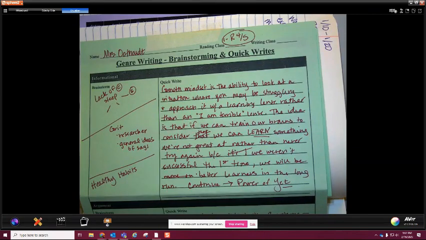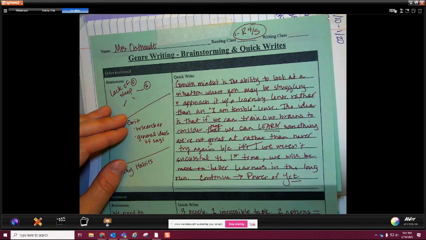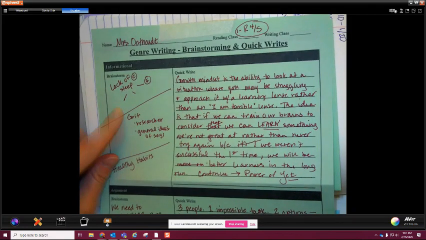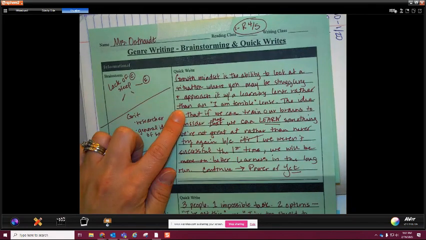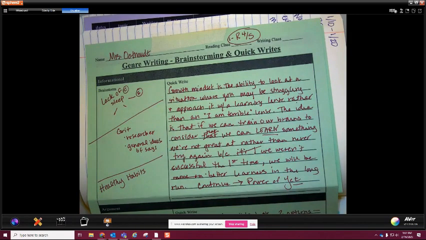Okay, so what you had to do is take the topic that you were researching, and brainstorm how you could write about that as an informational piece. And then after you brainstormed how to do that, you went over here and did a quick write for about 2 minutes.